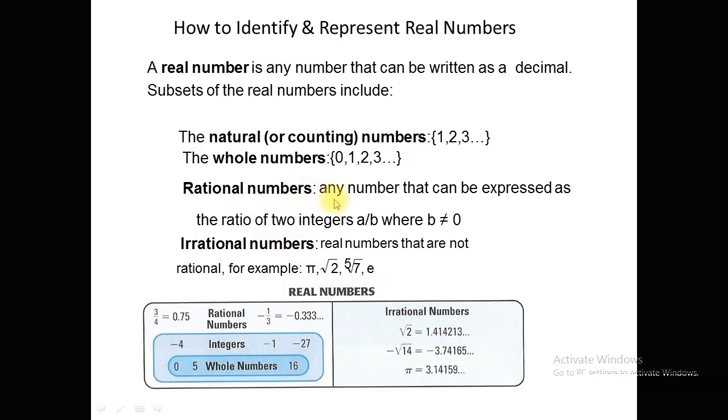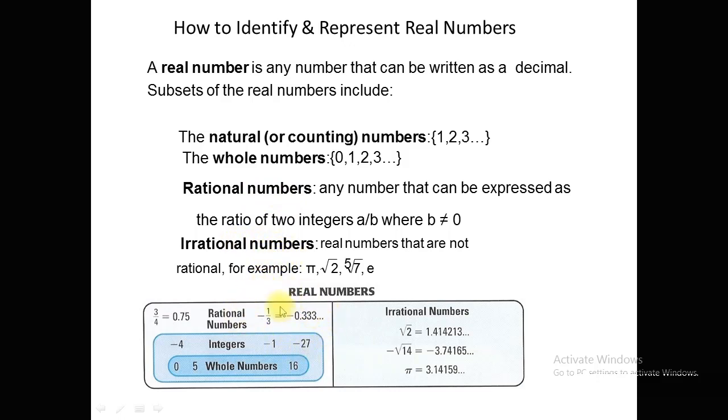Now what is a rational number? Any number that can be expressed as the ratio of two integers, like a by b, where b does not equal 0. And what is an irrational number? A real number that is not rational. For example, pi, square root of 2, 5 square root of 7, and the exponential e. These are examples of irrational numbers. But what is the difference between rational and irrational numbers? In the next slide, I will tell you about the difference.